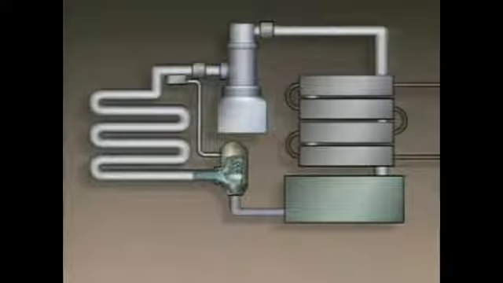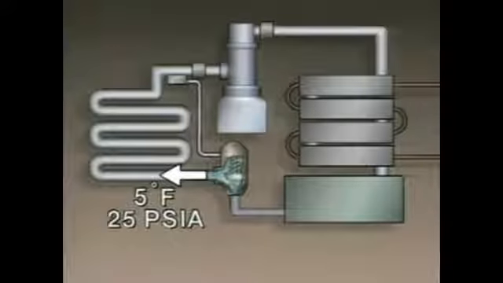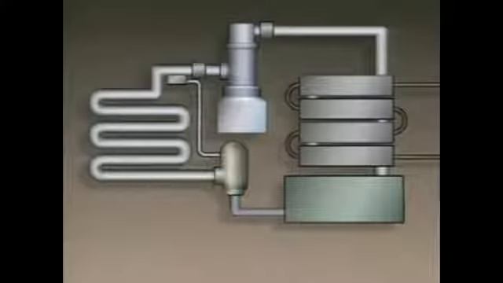When the expansion valve is open, it allows the liquid refrigerant to expand into an area of low pressure. The refrigerant that leaves the valve is in the form of a liquid vapor mixture. This expansion causes the pressure and temperature of the refrigerant to drop. In this system, the refrigerant that leaves the expansion valve is at a temperature of about 5 degrees Fahrenheit and a pressure of about 25 psia.